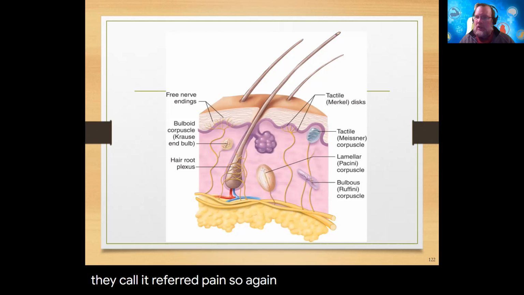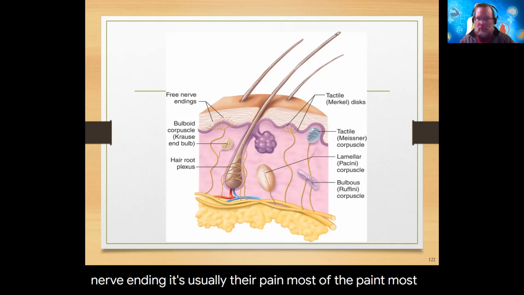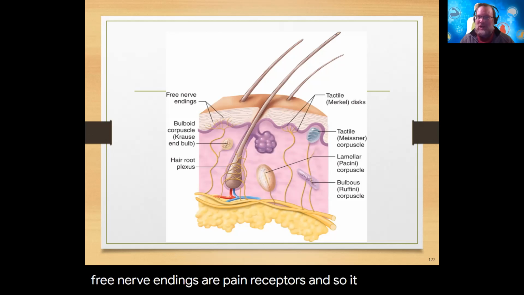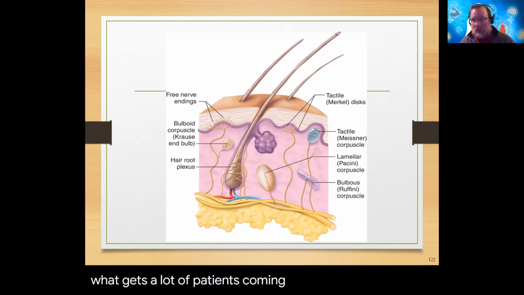Again, when you have a free nerve ending, usually they're pain receptors. Most free nerve endings are pain receptors. And so it does make pain tricky to isolate, but it does make pain very loud. So what gets a lot of patients coming to you is the fact that they're in pain. And if the pain is really loud, it's their body's way of communicating with the brain, certainly, that something is wrong. And oftentimes it's inflammation that's creating that pain.